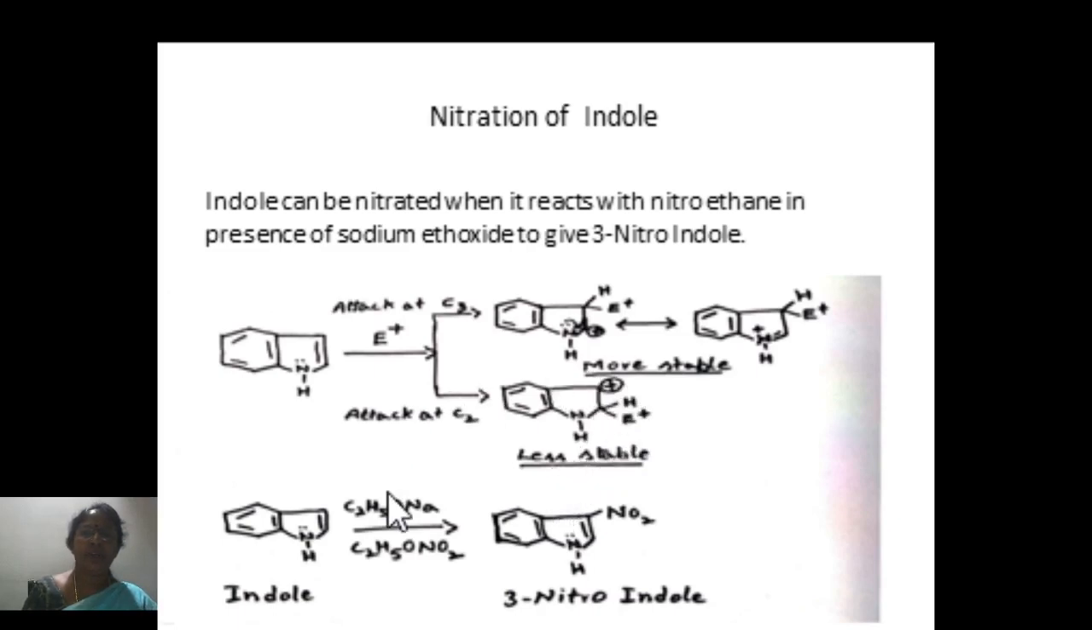Therefore, indole, when undergoes nitration with nitroethane in presence of sodium ethoxide forms 3-nitro-indole.